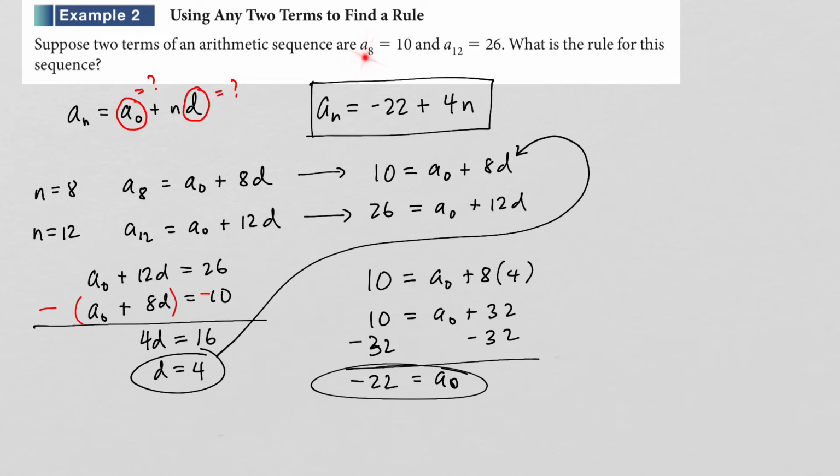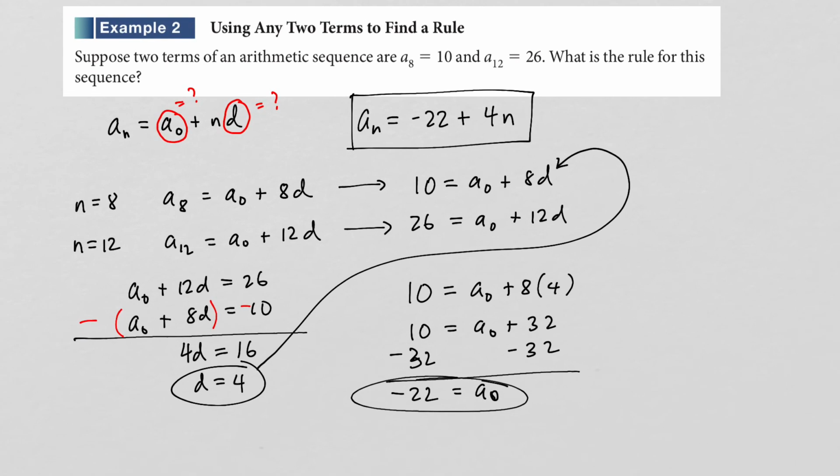When you let n equal 8, you get negative 22 plus 4 times 8, which is 32, and that's 10. And when you let n equal 12, you get A12 is negative 22 plus 4 times 12. 4 times 12 is 48, plus negative 22 is 26. So now we have the formula for any term of this sequence.